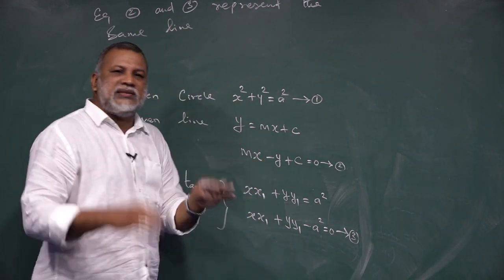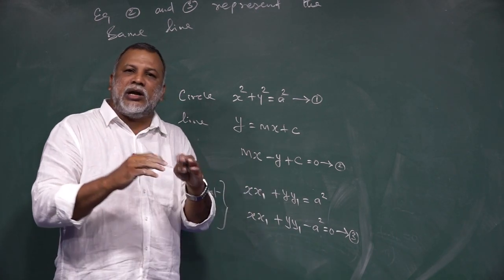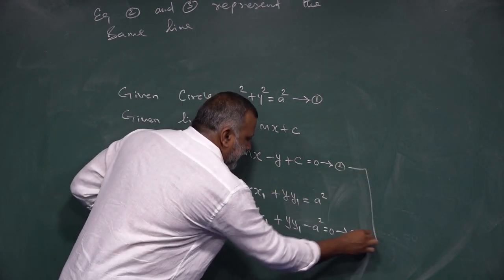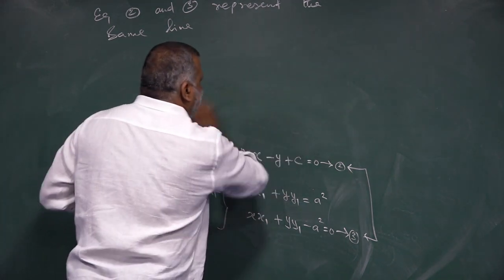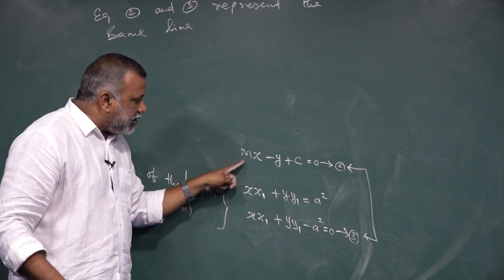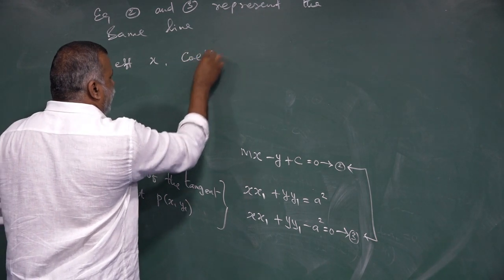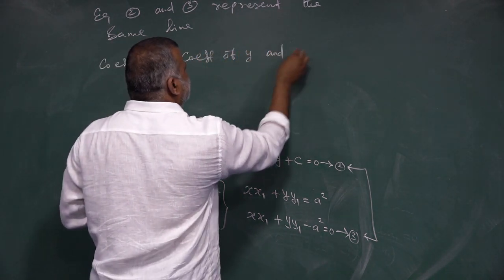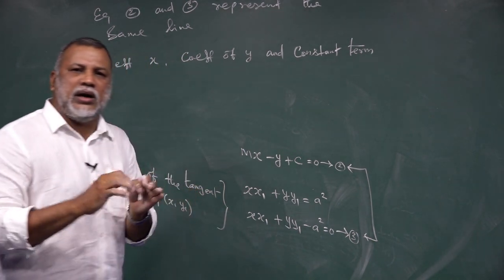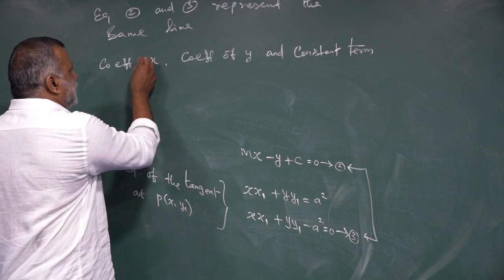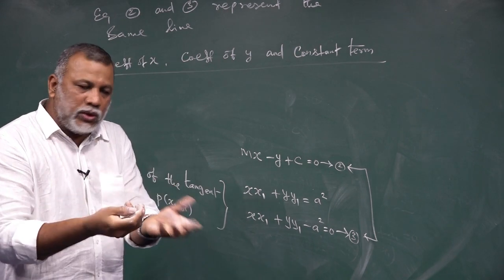Since equations 2 and 3 represent the same line, the coefficient of x, the coefficient of y and the constant term are in proportion. Therefore the coefficient of x, coefficient of y and the constant term are in proportion. We are going to work out that proportion.